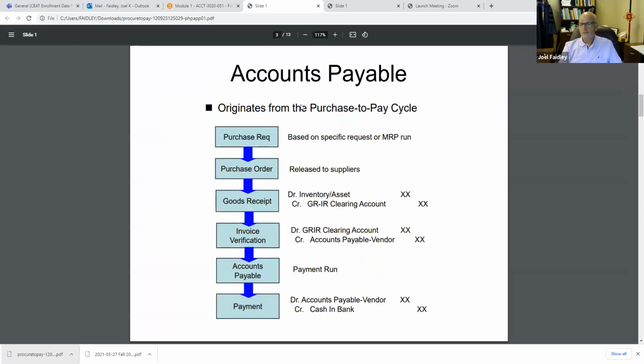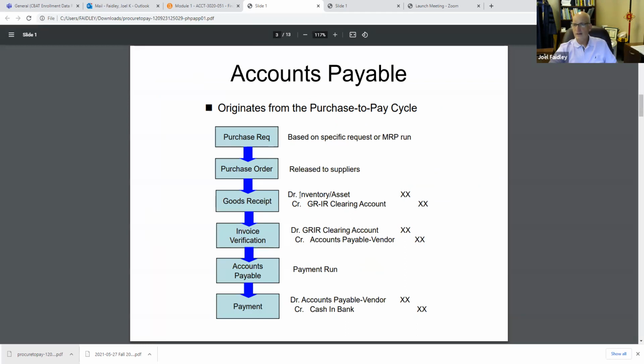All right, so here's the purchase to pay cycle. There's the requisition, there's the purchase order. You see there's no journal entry there, is there? Release to suppliers, there's a purchase order number on there. The company has committed, right? Committed to purchase from them, but there's no obligation yet. Obligation is a key term, meaning when there's an obligation, that's when you receive the goods.